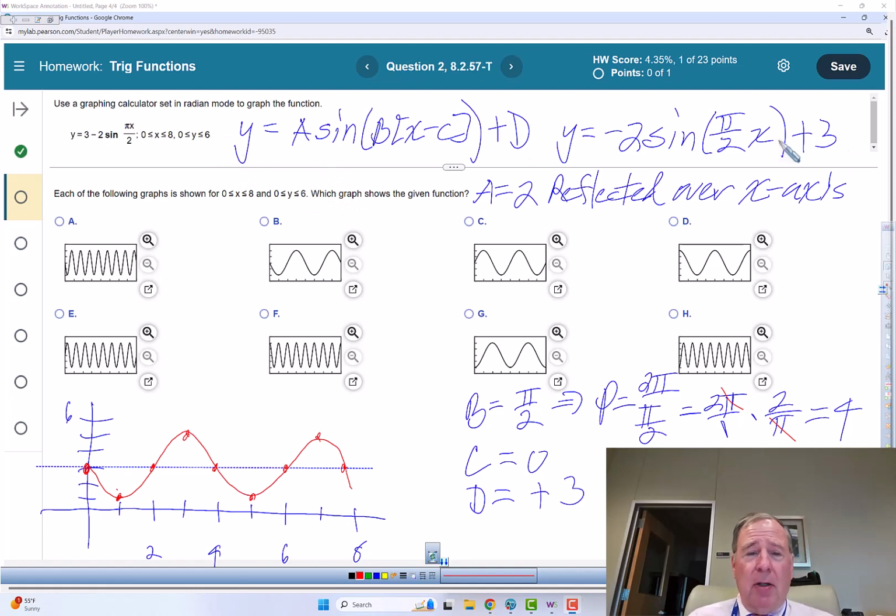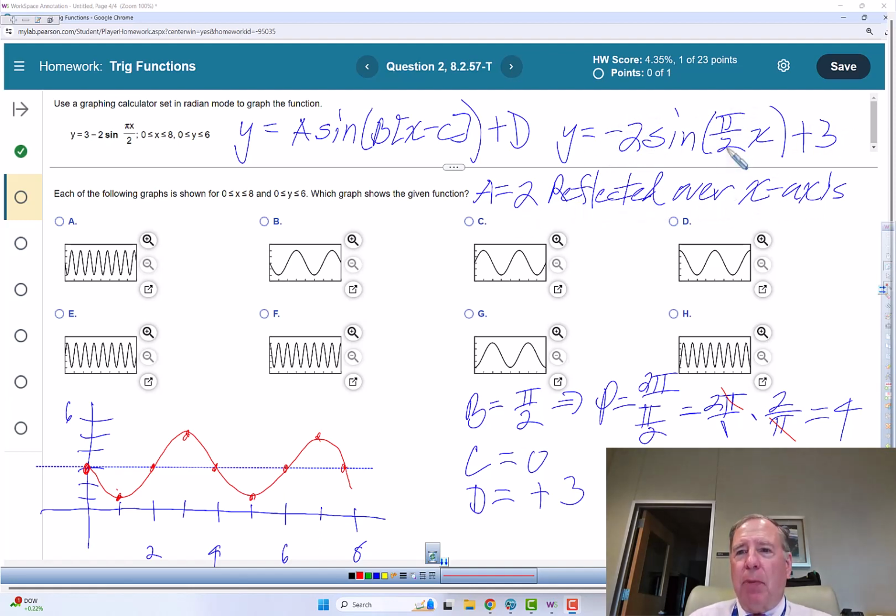So I want to show you how to do it by hand. This is the general way to write a trig function transform. So we've got the amplitude, b, which gives us the period, c is the phase shift, d is the vertical shift. The first thing I'm going to do if I get this is rewrite it like this. So I've got negative 2 times sine, and I'm going to break this fraction up into pi over 2 times x, and then put this 3 at the end. So my a is 2. The negative gives me reflected over the x-axis.